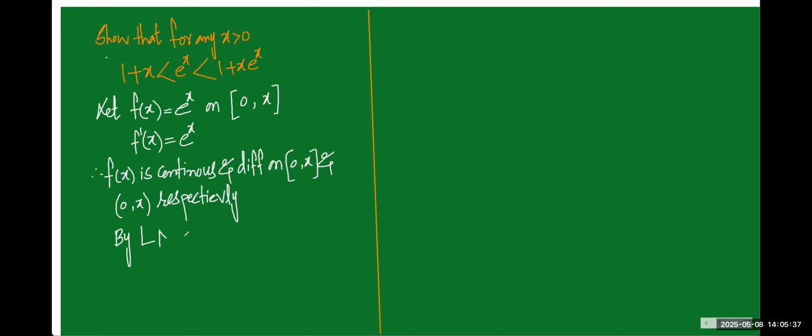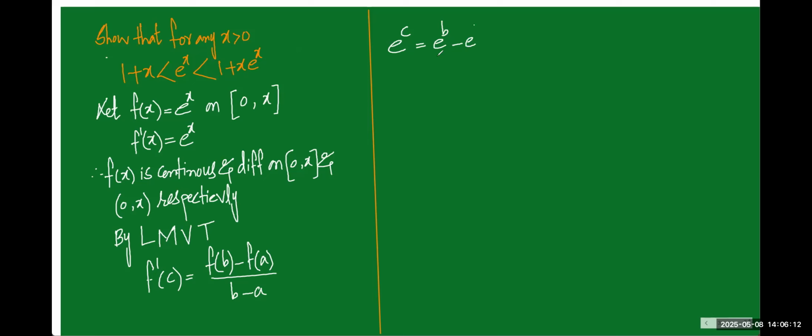So by Lagrange's mean value theorem, because we are not verifying but showing, we directly write the formula: f dash of c is equal to f of b minus f of a divided by b minus a. Now f dash of c is nothing but e power c here. f of b means e power b, f of a means e power a, divided by b minus a. We already know our a value is 0 and our b value is x. Replace here.